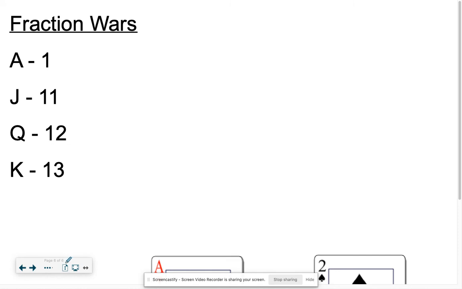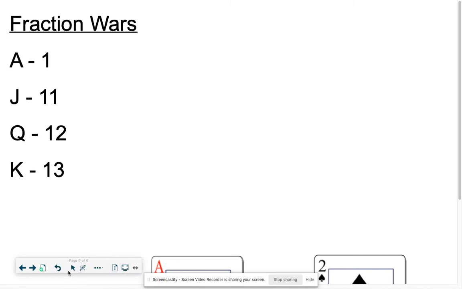Fraction Wars. Fraction Wars is a fun game that you can play if you get all your work done, or over a nice weekend through the unit, or any other time you might have. All you need is a deck of cards. Make sure you take those jokers out, they won't help you. In a deck of cards, if you have an ace, it is 1 point. A jack is worth 11 points. A queen is worth 12 points. And a king is worth 13 points.